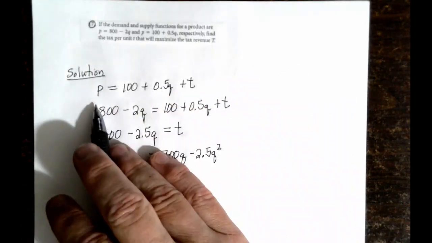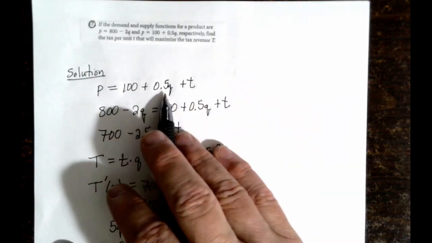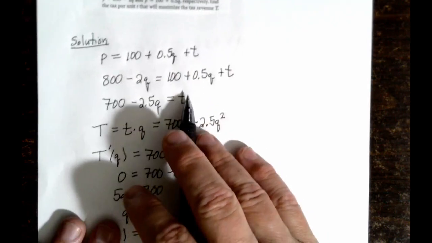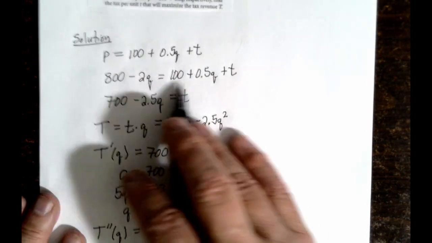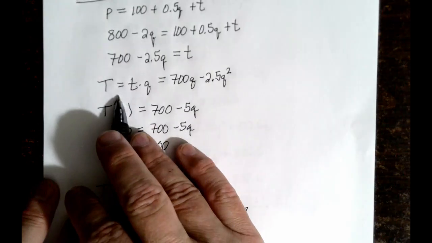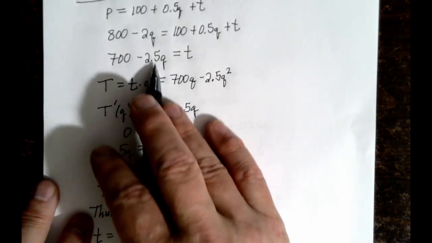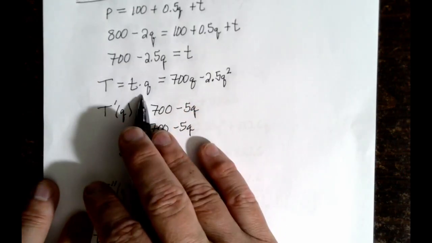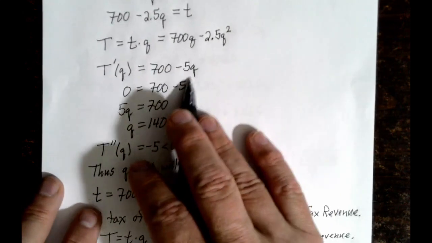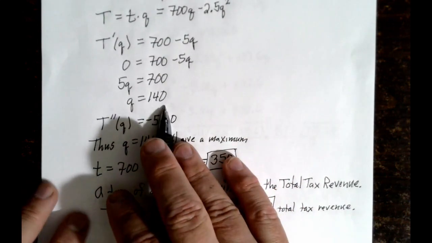17, you got supply equals this, and you add T to it, and then you set it equal to demand, and solve for T. And now you find capital T by just multiplying your T here by Q, and you get this guy. When you take the derivative, you get that, set it equal to 0 and solve, you get 140.